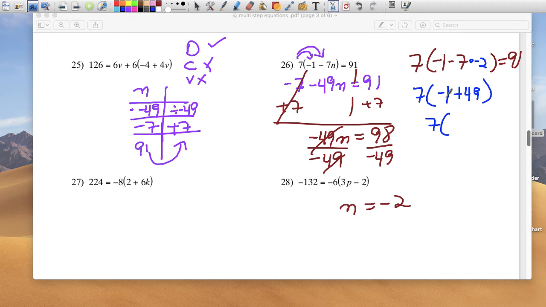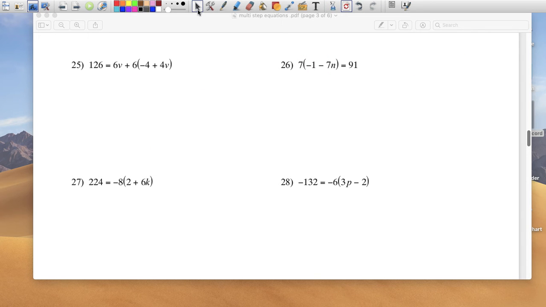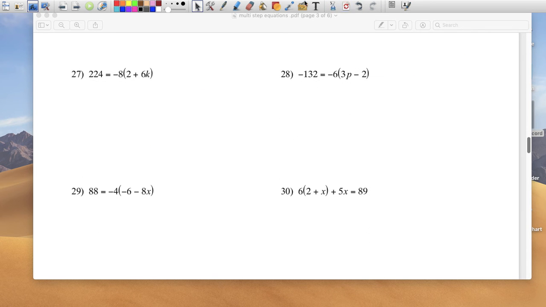7 times negative 1 plus 49 is, there's something wrong here. Yeah, I can't multiply. That's what's wrong. Because 7 times 2 is plus 14. Sorry. Equals 91. Now I can do negative 1 plus 14, which is 13, equals 91. And 7 times 13 is 91, which equals each other. Oof. 27.